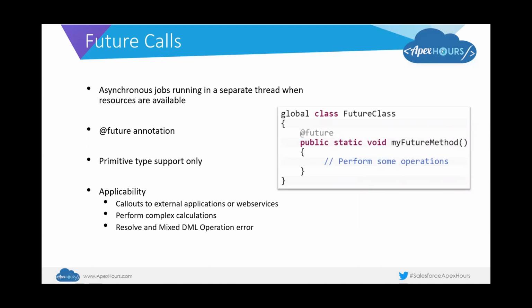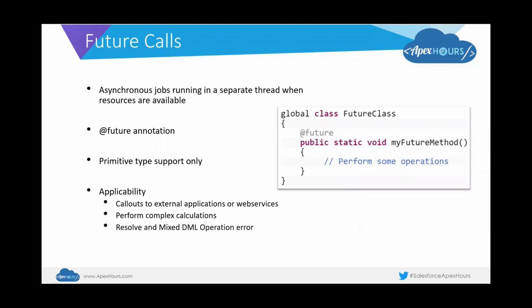Hi, so now we are going to be talking about future calls. Future methods are another way of performing asynchronous processing on the Salesforce platform. Future methods, or future calls as they are generally referred to on the Salesforce platform, are asynchronous jobs running in a separate thread when resources become available.